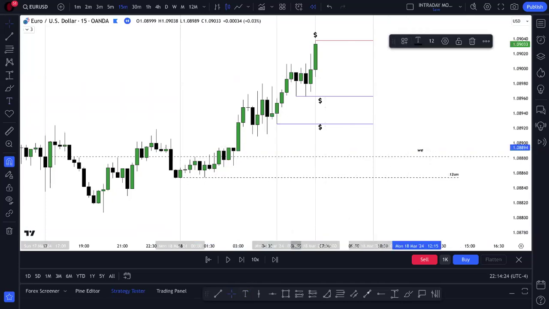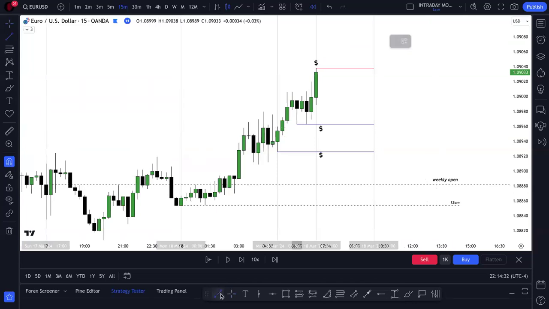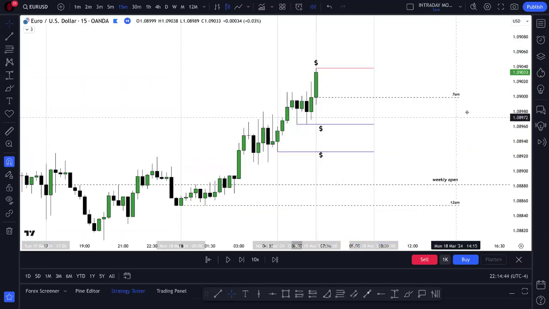Mark this off. This is weekly open. Cool. Let's take it a step further. This is 7 a.m. opening price. Are we in a premium or a discount for the kill zone? Anybody in the chat? Still premium, exactly. Still in a premium.